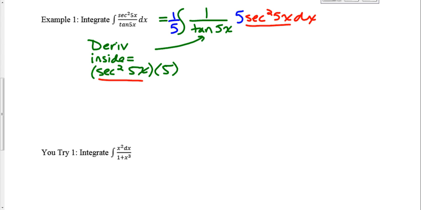So when I do this antiderivative, I'm going to get 1/5 times the antiderivative of 1 over tangent of 5x, which is natural log absolute value of tangent of 5x, and then plus c.